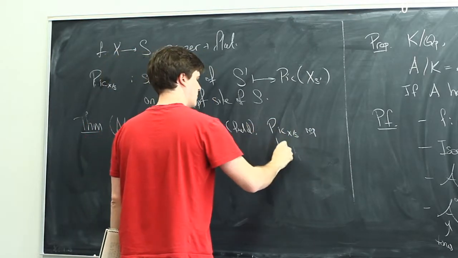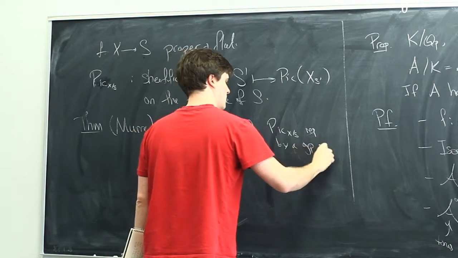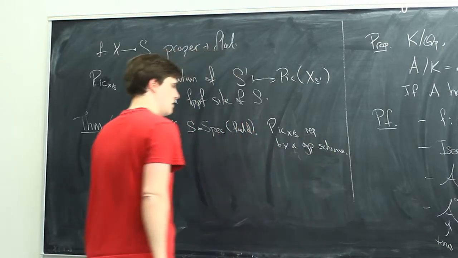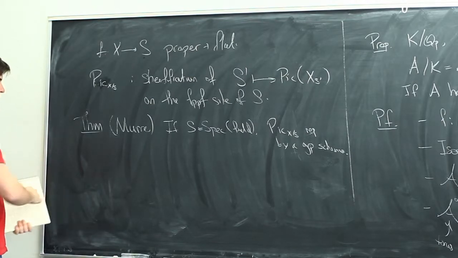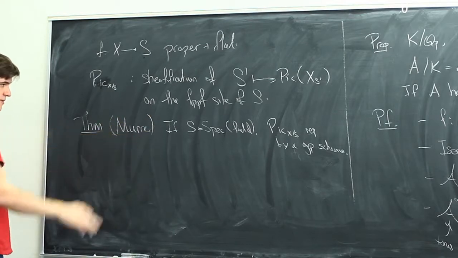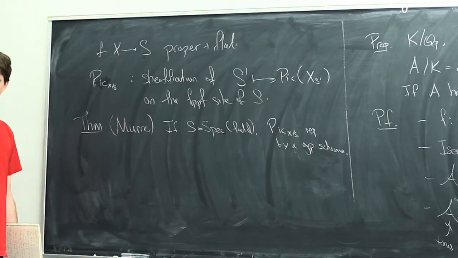It's representable by a group scheme. And here we're making no hypotheses on X other than proper and flat. Well, flat's free because we're over a field, so it's proper. So in particular, it could be very singular. So if we're over a field, this thing is representable by a group scheme, so it has an identity component.